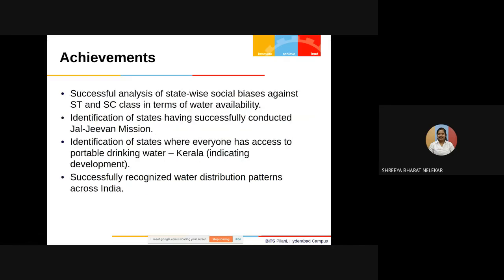Now, let's move towards our achievements. Our achievements were that we have successfully analyzed the state-wise social bias against SC and ST classes in terms of water availability. Then we have identified the reasons for successful implementation of Jal Jeevan Mission by various states. Then we have identified states like Kerala, which have a maximum percentage of people under the potable drinking water supply, and successfully recognized water distribution patterns across India.